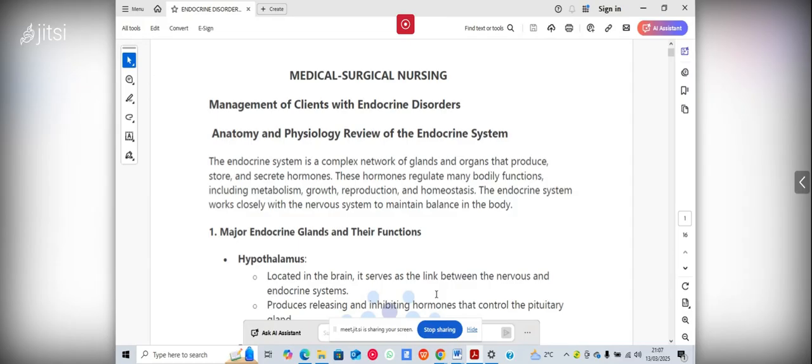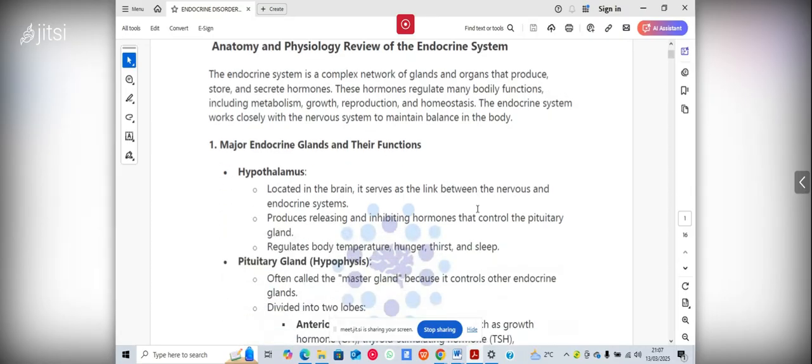The endocrine system is a very complex system. It's a network of glands and organs, and what they do is they store and secrete hormones. Because they store and secrete hormones, these hormones regulate our metabolism, body functions, growth, reproduction, homeostasis, everything that is needed for proper functioning and metabolism. That is what they do. There are some major organs in the endocrine system.